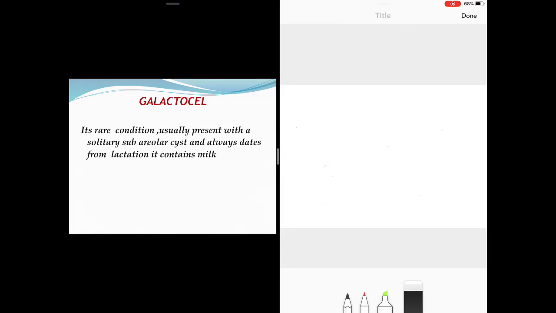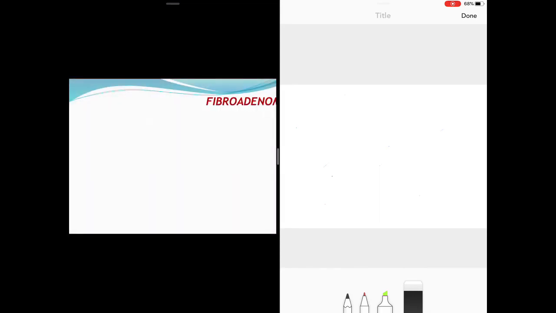As we said, during lactation the mass will decrease in size. And after lactation stops, after some time the milk will accumulate and the mass will increase in size. This is very important information for the diagnosis of a galactocele. Usually the diagnosis is also made by triple assessment.